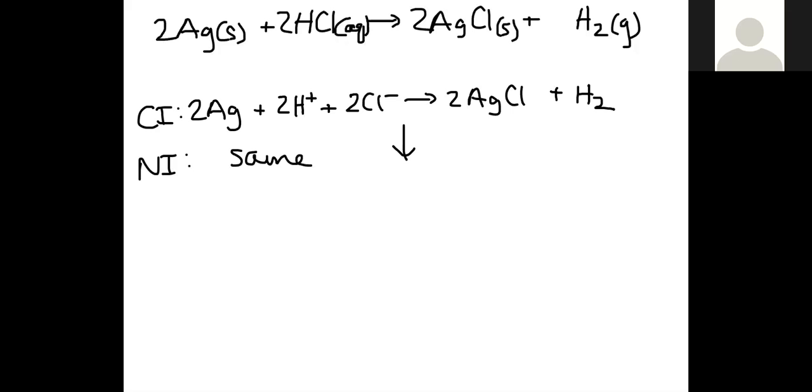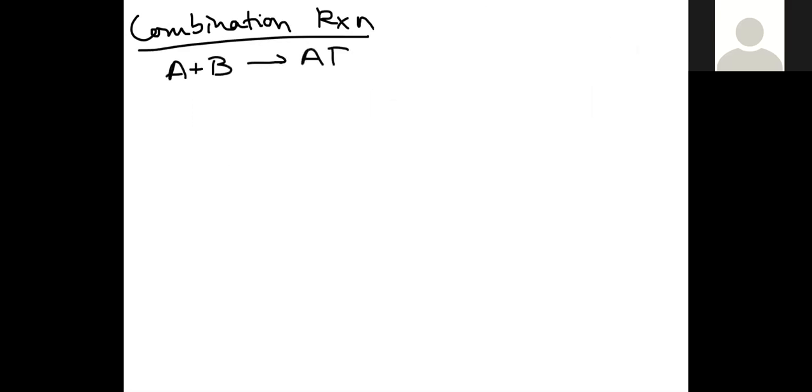Let's talk about combination and decomposition reactions. In my opinion, these are the easiest to identify. So a combination reaction is exactly what it sounds like. A plus B combines to form AB. You can have more than 2 reactants. You can have 3 things coming together to make something. The point is that it's more than one thing combining to make one compound. So if you have more than one thing on the left and only one thing on the right, that is a combination reaction.